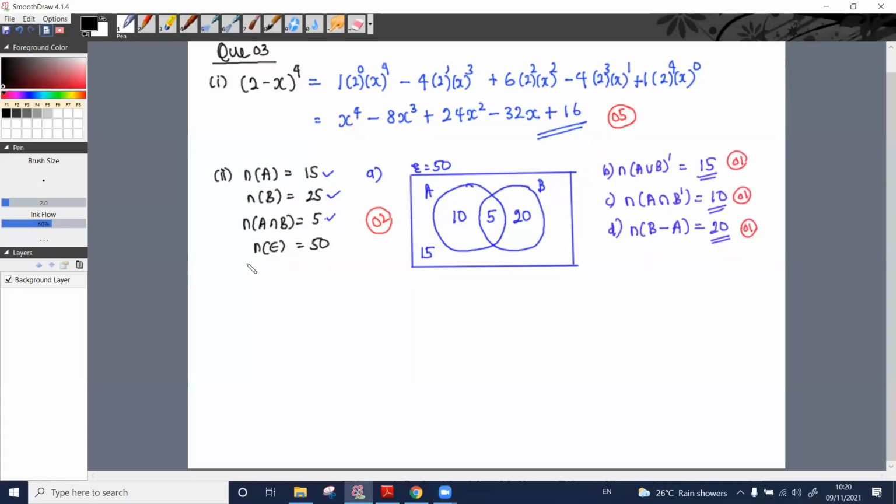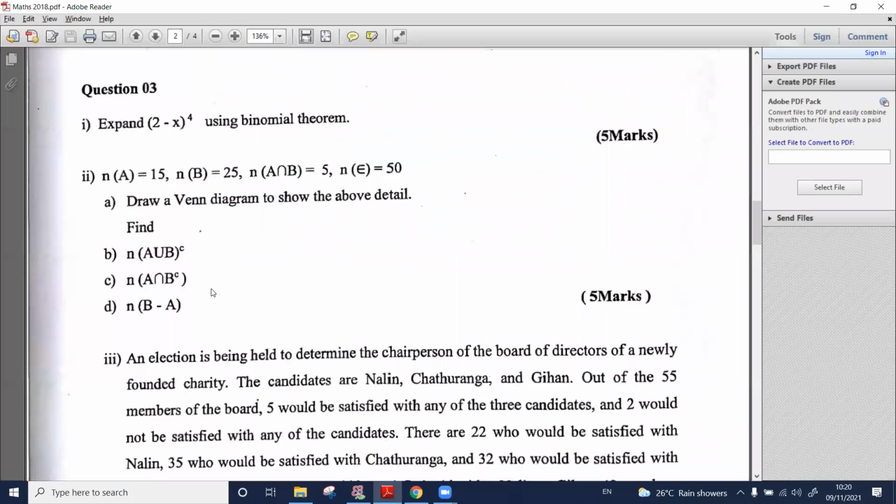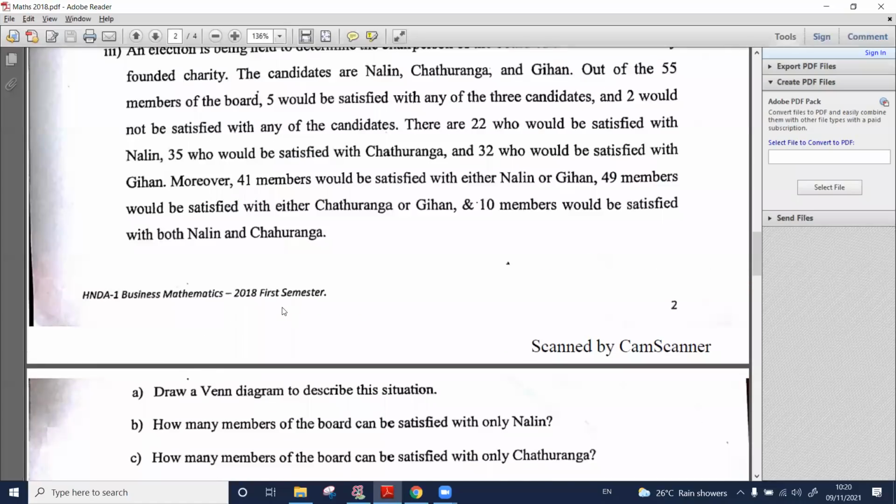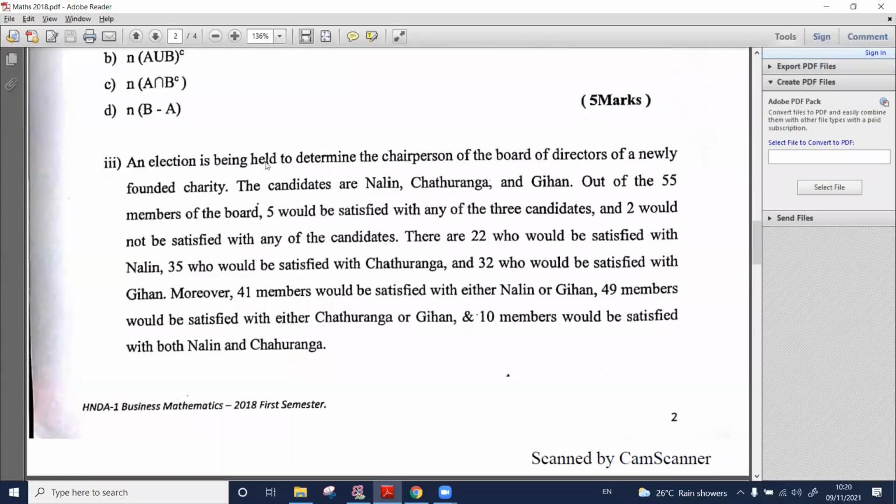Then part 3. Again, here also we need to draw a Venn diagram based on this information. What it says here: an election is being held to determine the chairperson of the board of directors of a newly founded charity. The candidates are Nalin, Chaturanga, and Gyan. So we'll represent Nalin as N, Chaturanga as C, and Gyan as G.